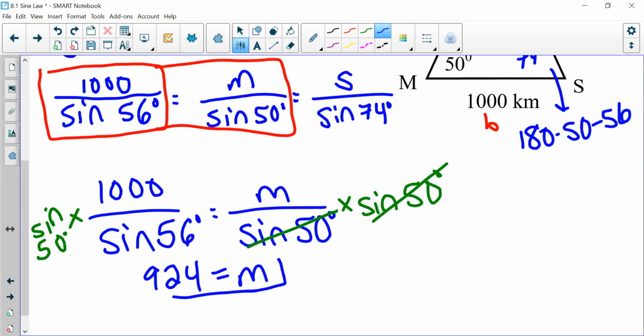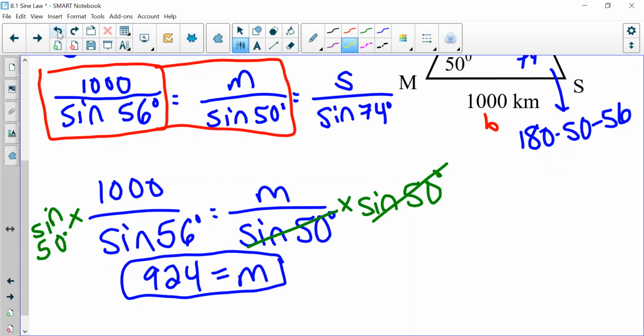I'm going to just repeat what we did. We took the fraction where we knew the numerator and the denominator, 1,000 divided by sine of 56, and we grabbed the second fraction and solved for M. Literally all we had to do was multiply by what was in the denominator, in this case sine of 50. Plug the whole thing in your calculator so we're not rounding and making an inaccurate answer. Hit equals, and there's your missing side length. Questions? What do you mean by plug everything in your calculator? We just plugged all of this into our calculator in one step. Okay.